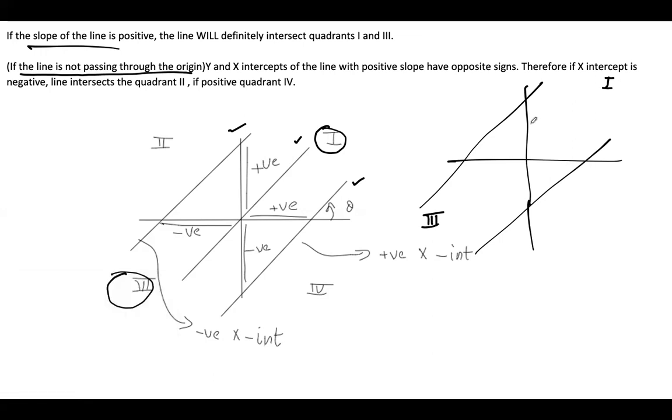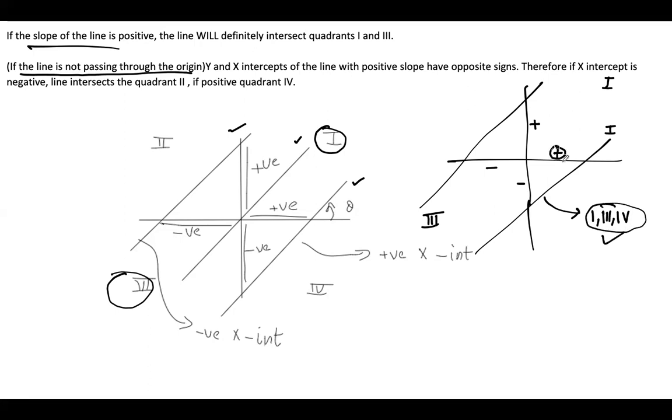Now let's say the y-intercept is positive and the x-intercept negative, or the x-intercept positive and the y-intercept negative. That means in both cases, the X and Y intercepts are of opposite signs. Okay. Let's take this line. It is passing through quadrant 1, 3, and 4.